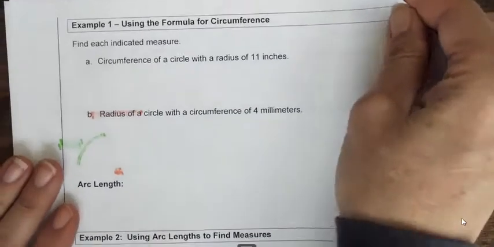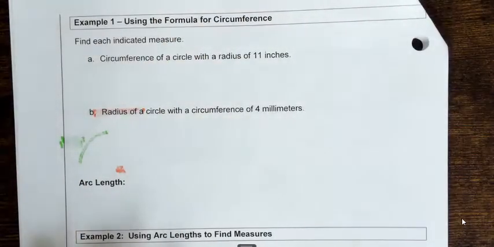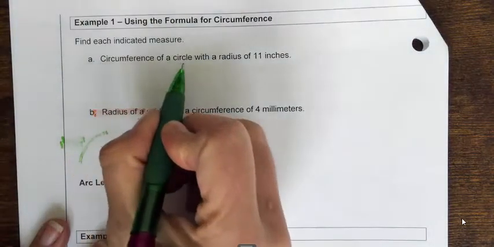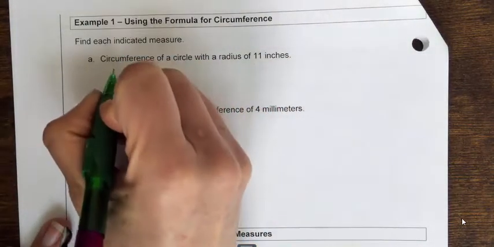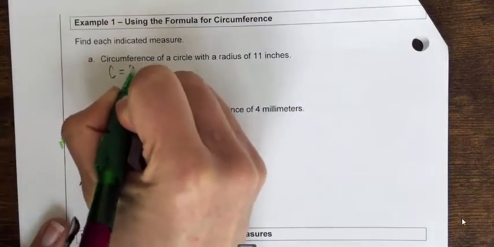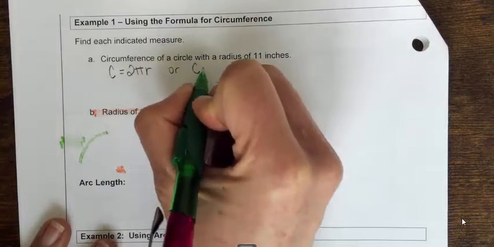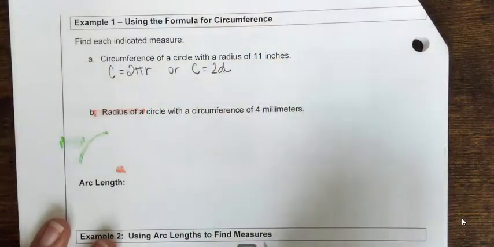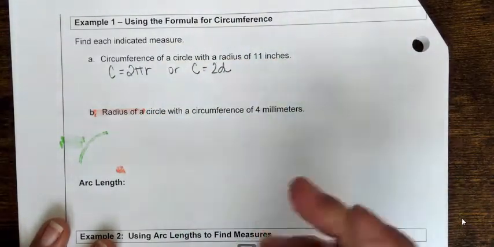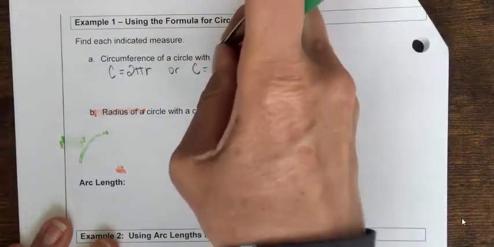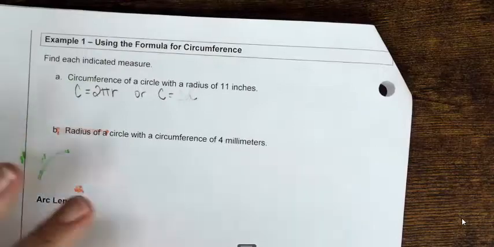Uh-oh, my highlighter went through. That's okay. All right, so we're going to find each indicated measure. So we're going to find the circumference of a circle with a radius of 11 inches. So circumference is equal to 2 pi r. Or circumference is equal to pi times diameter. I did it right on the other side, right? Let's make sure. Yeah, pi times diameter.